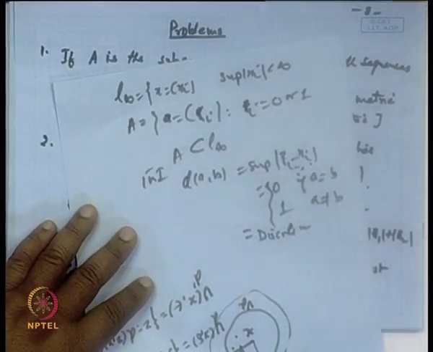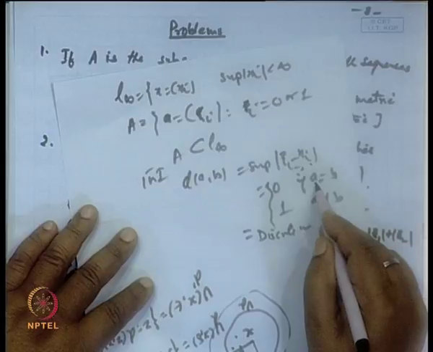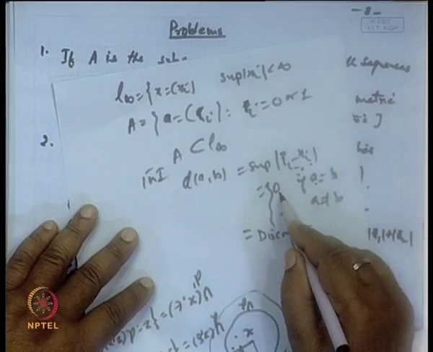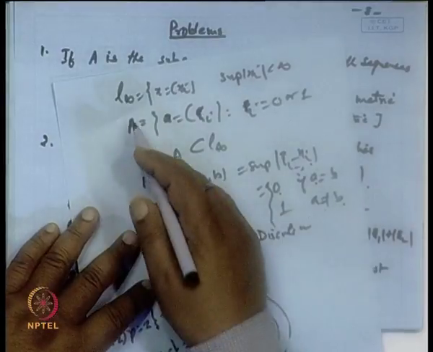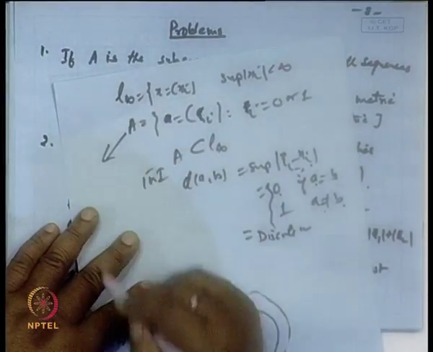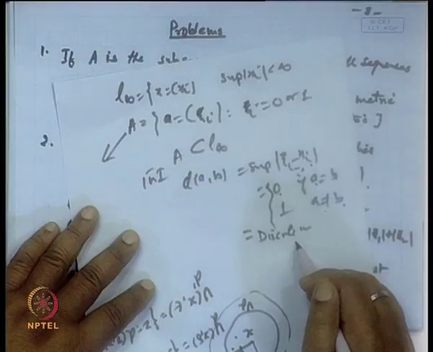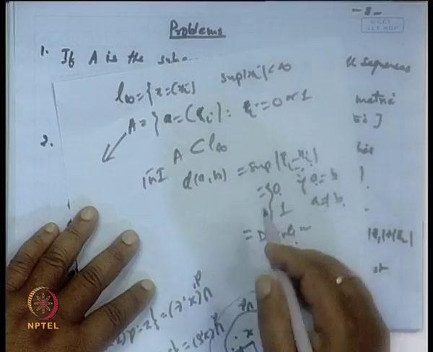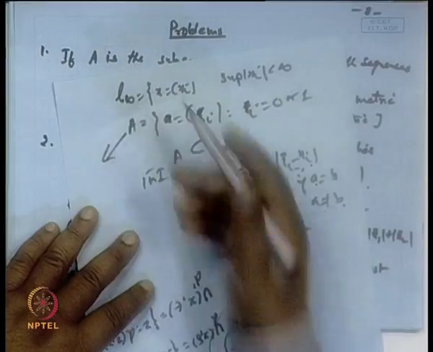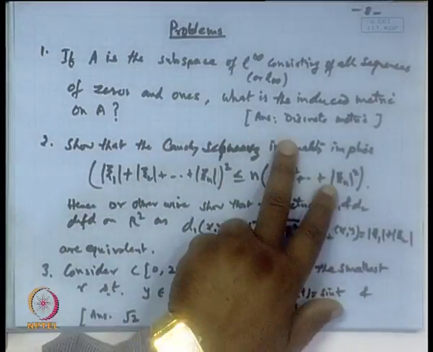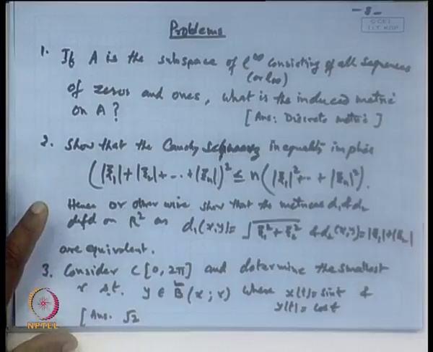What is the discrete metric? If a is equal to b, the value of the discrete metric is 0. If a differs from b, under the discrete metric it is 1. So, basically over A, if I introduce the discrete metric, it will coincide with the induced metric of L infinity, does it not? So, what is the induced metric? It is the discrete metric, clear?